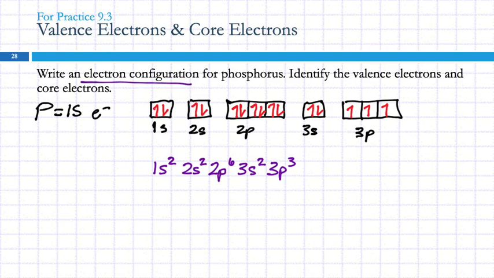Now it wants valence and core electrons. So the valence electrons are going to be in the highest principal energy level. So we would recognize that because it's the largest big number, right? These are the principal quantum numbers, 1, 2, 2, 3, 3. These guys are in the 3rd level. This is the highest level that has electrons in it, right? In the hotel, it's the highest floor that has electrons staying there.